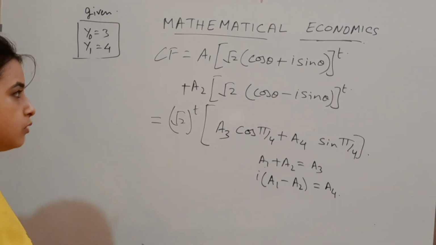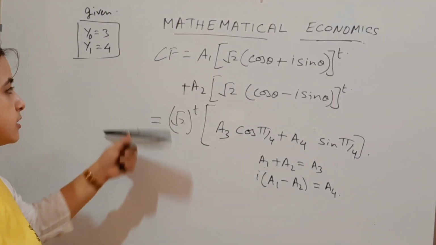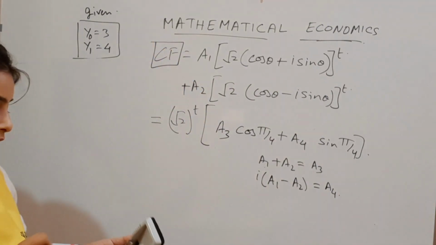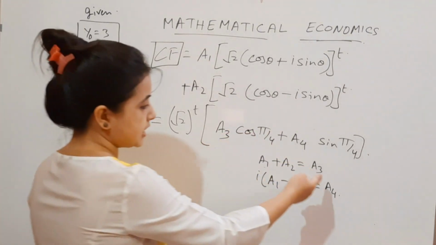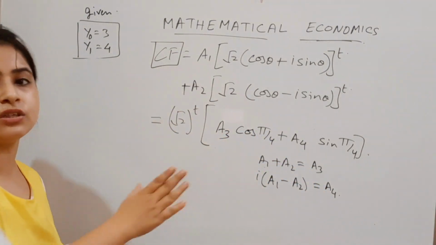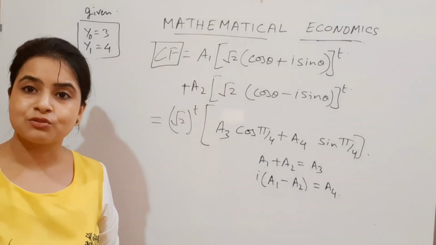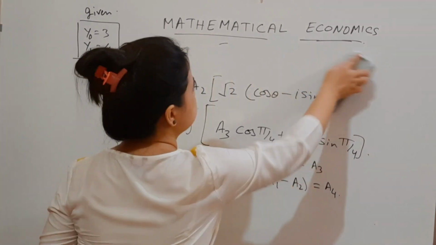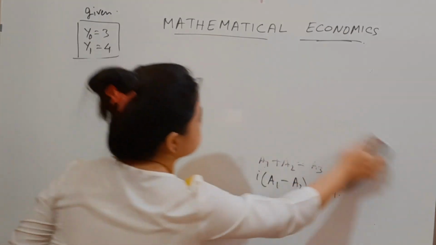Alright, so now it's time to substitute in the general solution, because this is where our complementary function we have already obtained. To find the values of A3 and A4, we have to substitute it into the general solution in order to get the final solution. So let's do it. Okay.